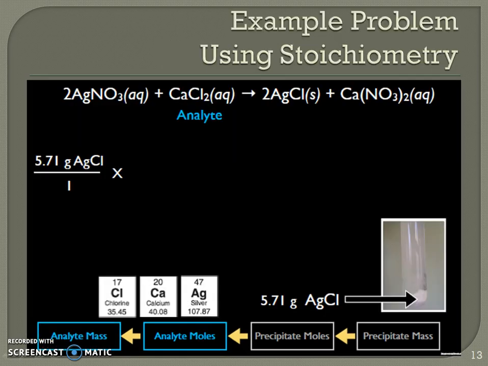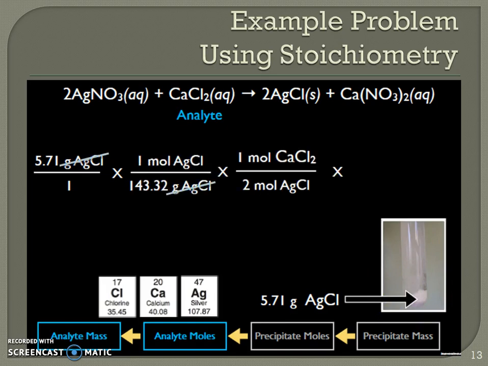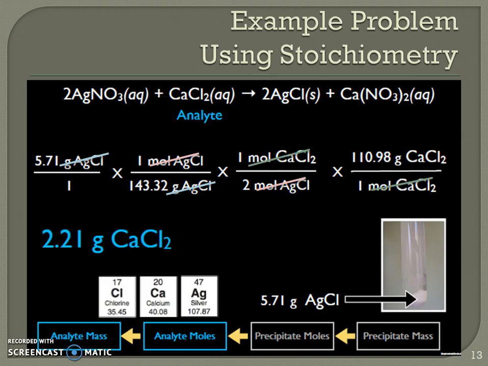Well, here's an example using stoichiometry. Again, if we know that we formed 5.71 grams of silver chloride, we can go to moles of that silver chloride, then we can go to the mole ratio to find how much calcium chloride we started with, and then of course ultimately the grams of the calcium chloride using stoichiometry. And this is again something that you already know how to do.